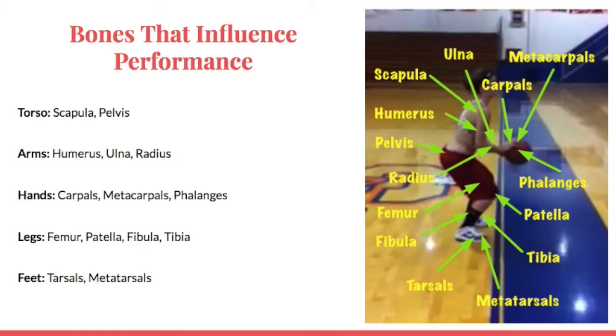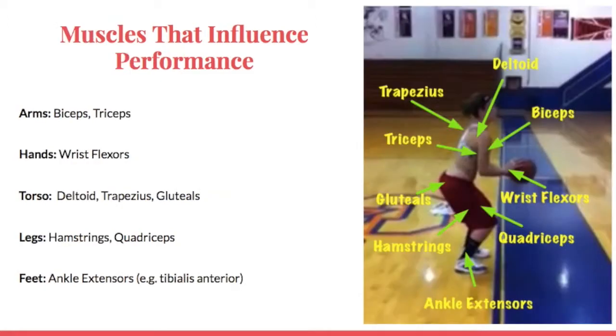Bones in the lower body are primarily responsible for extending themselves in order to get more height on the ball. The most influential of these are the femur, patella, fibula, and tibia in the legs, and the tarsals and metatarsals in the feet. The main job of the muscles in the shot is to help extend the body. The deltoids, trapezius, gluteals, quadriceps, hamstrings, and ankle extenders extend the body upwards, which adds height to the shot. These muscles are also responsible for providing power behind the ball once released. Specifically, the biceps, triceps, and wrist flexors push the ball outwards, adding distance to the shot.